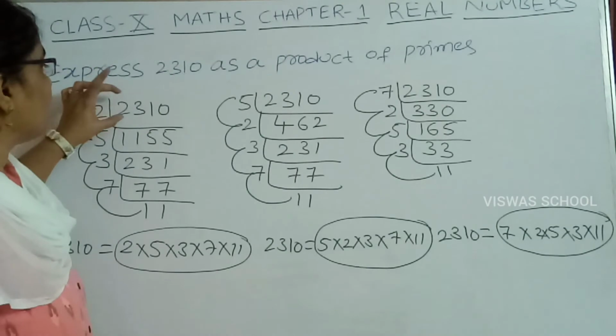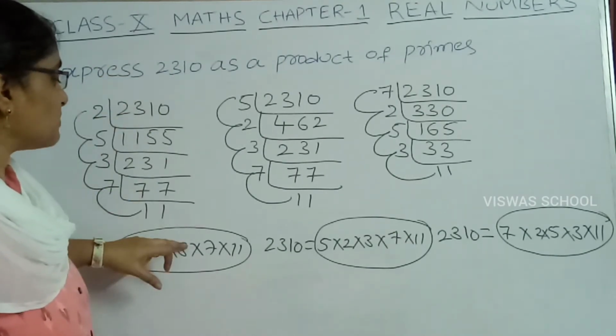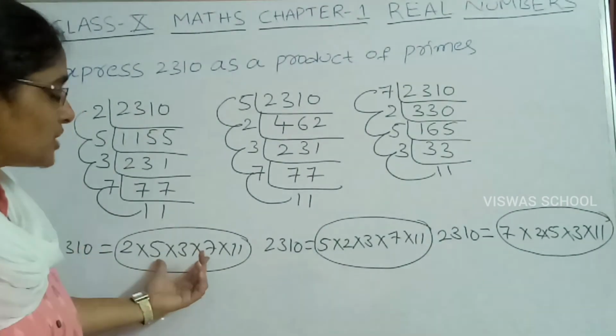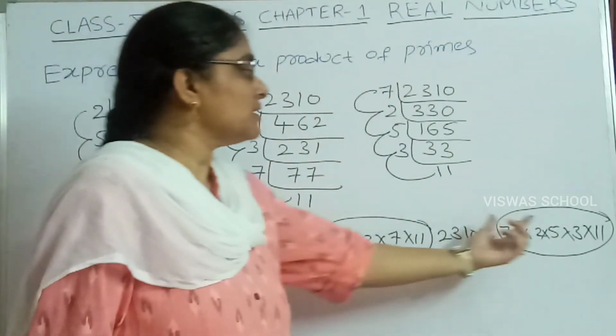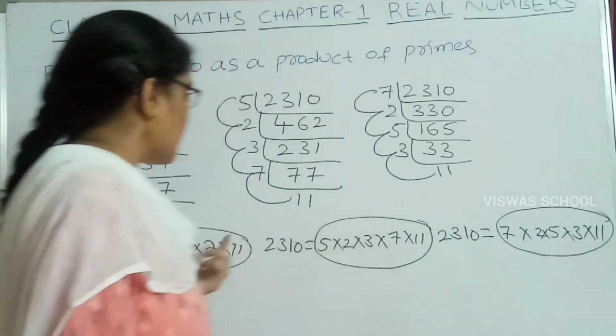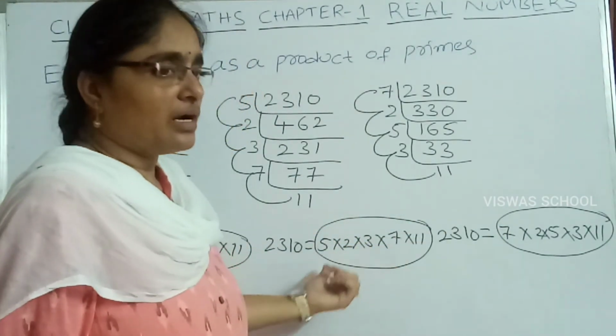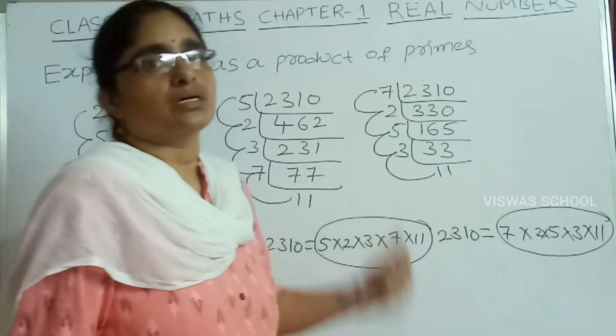That is, every composite number can be expressed as a product of prime numbers, and this factorization is unique. Unique means it is always the same. This prime factorization is unique, apart from the order in which the prime factors occur.